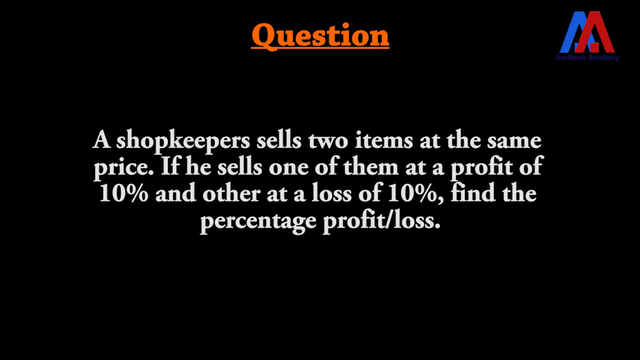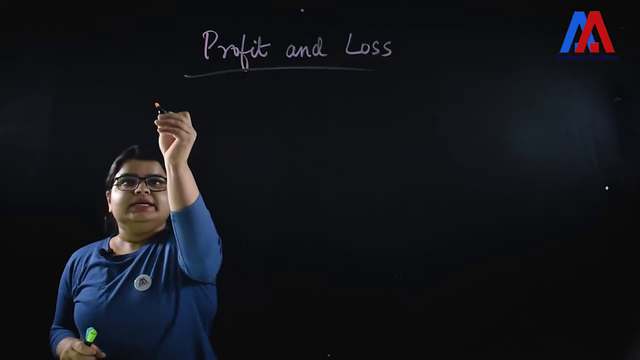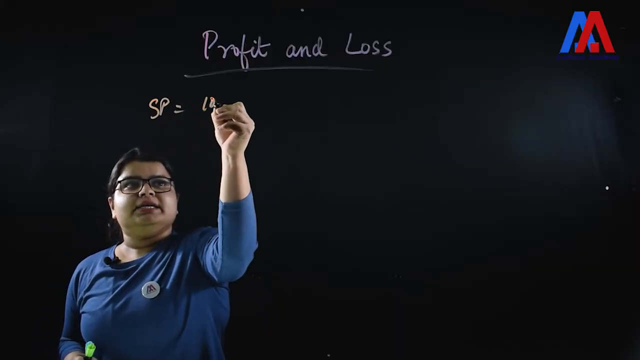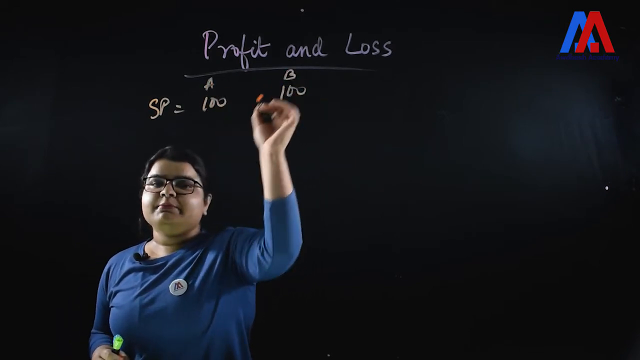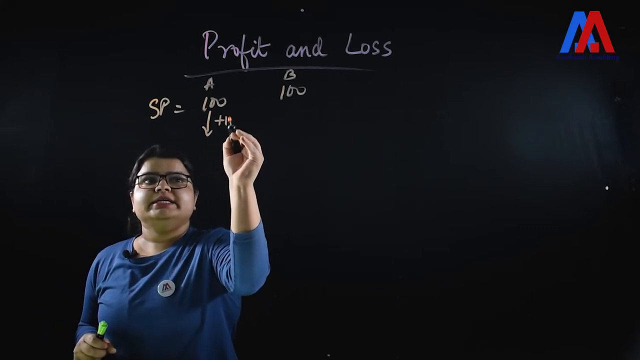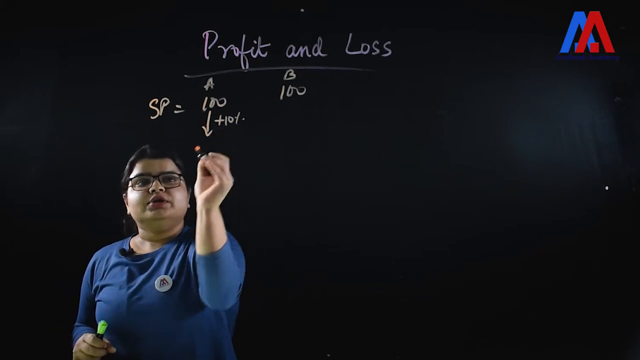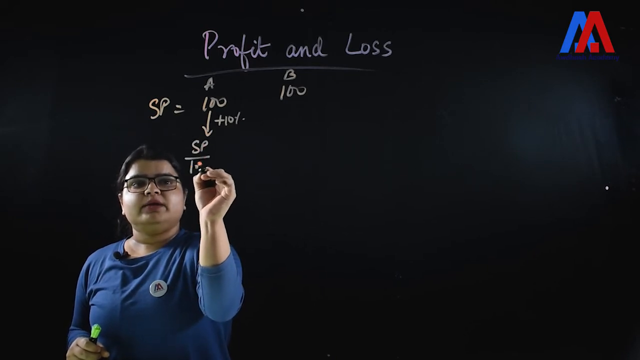A shopkeeper sells two items at the same price. If he sells one of them at a profit of 10% and the other at a loss of 10%, find the percent profit or loss. Now one way to do this problem is take the selling price as 100 and 100 for say two items A and B. Then you know that here say this has made a 10% profit. So the cost price can be calculated as selling price divided by 1.1.